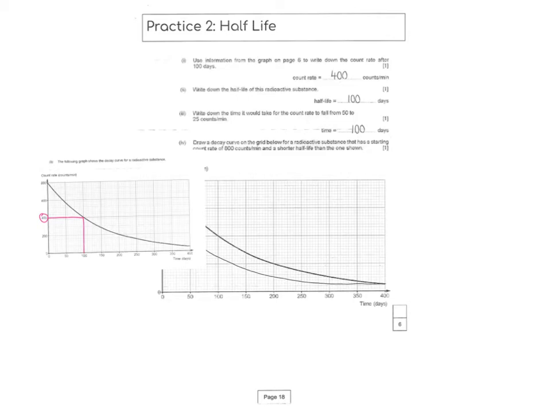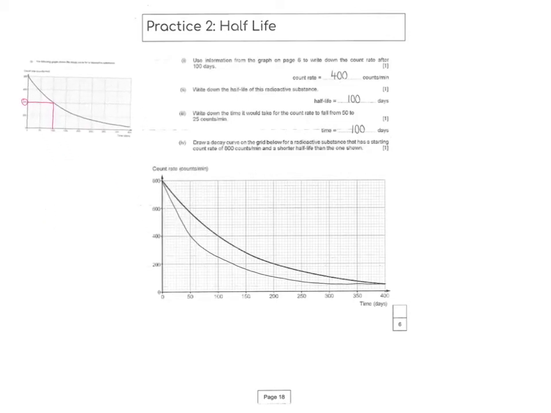And next question, draw a decay curve on the grid below for a radioactive substance that has a starting count rate of 800 counts and a shorter half-life than the one below. So our line just needs to be much steeper, which you can see.